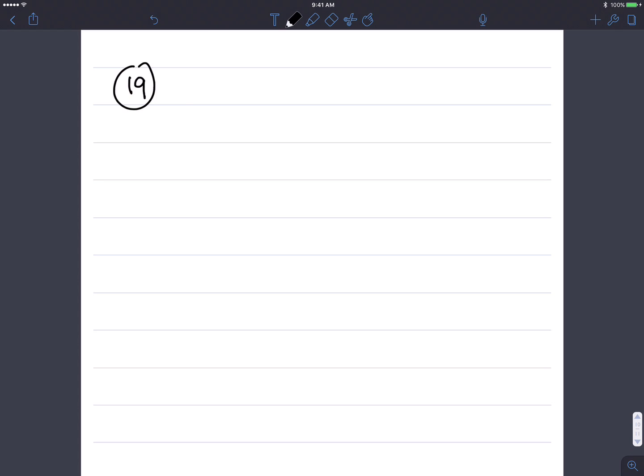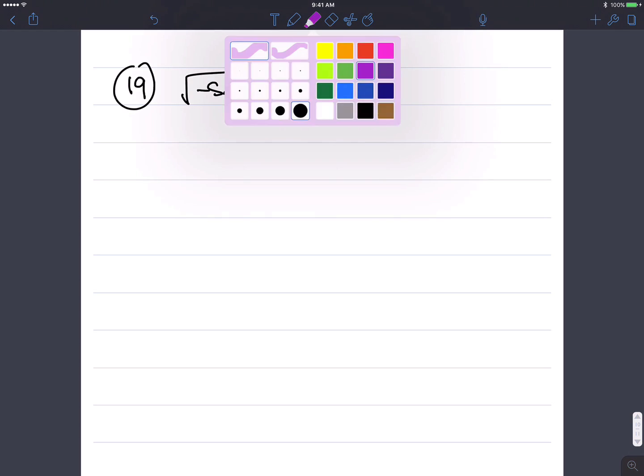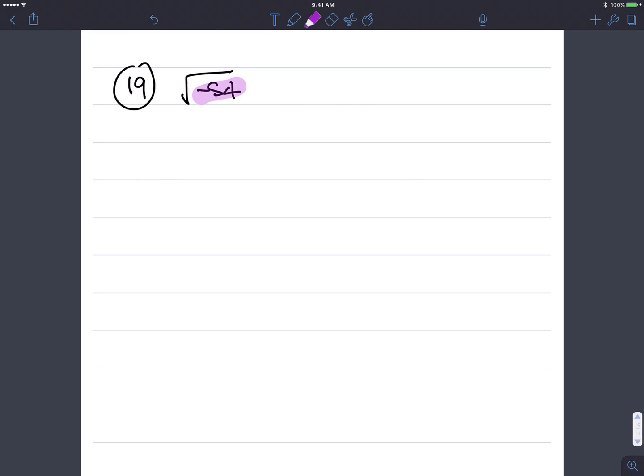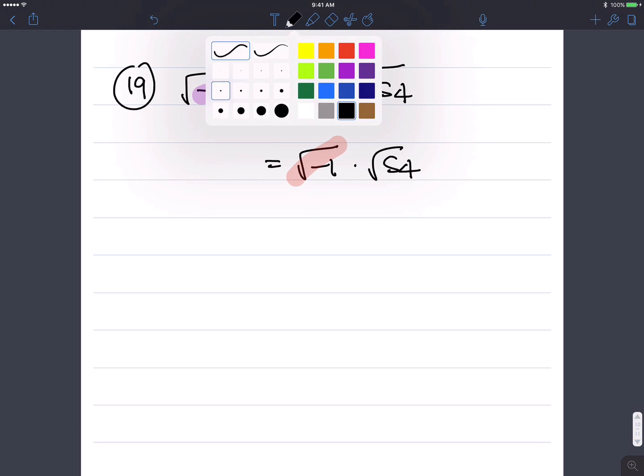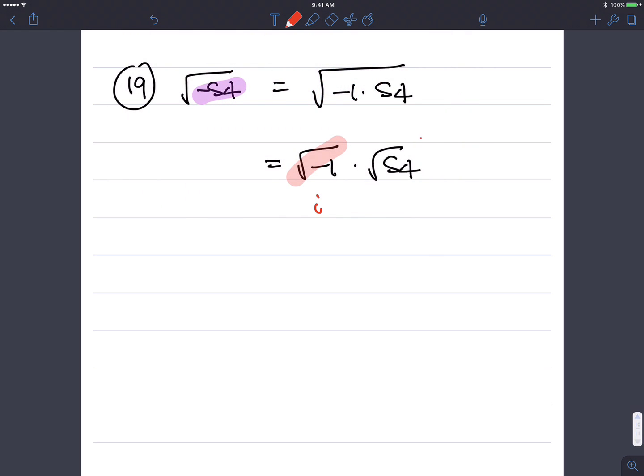Number 19. Square root of negative 54. We have a negative number under the radical, so we're going to write this as negative 1 times 54, which is the square root of negative 1 times the square root of 54. Square root of negative 1 is the value i. Square root of 54 can be simplified.